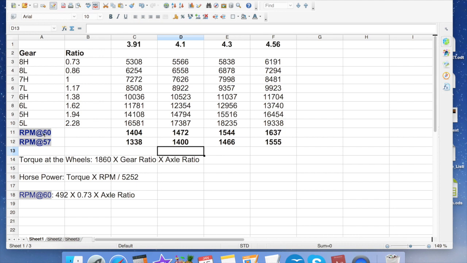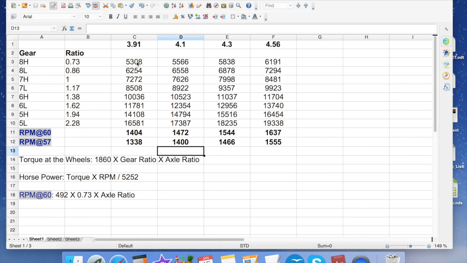Right, and these are the engine RPM at 60 miles per hour and engine RPM at 57. And here's a couple of formulas. It's always useful to know. Now these numbers here, some people would say it's wrong, but you can calculate the torque at the wheels by multiplying the engine torque times gear ratio times axle ratio, and that's why the numbers change here, right?